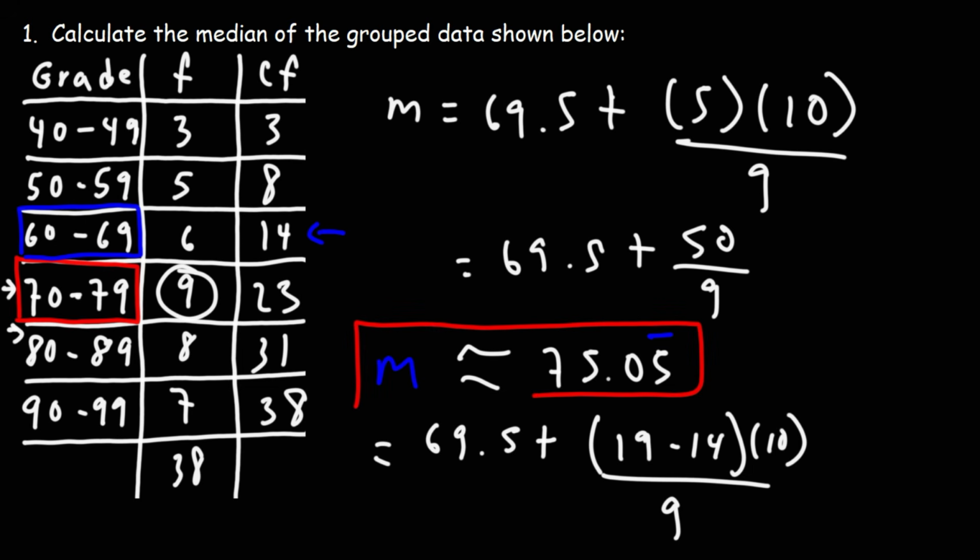And it makes sense. We could see that this number is in the median class. It's between 70 and 79. So that's how you can calculate the median of the group data.